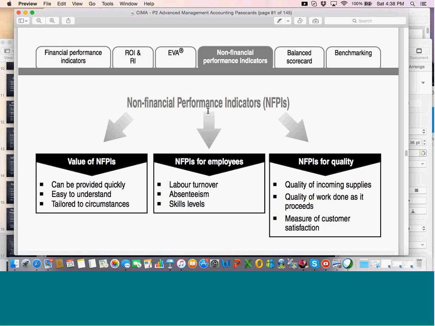So now let's look at non-financial performance indicators, right? You look at things like employees. Information should be provided quickly, be easy to understand, and be tailored to circumstances. The quality of incoming suppliers, the quality of work done, measures of customer satisfaction. For us, these become quite important. Imagine companies like McDonald's and KFC, they continuously have this issue, and we would too, because we are hiring young. So we have a lot of turnover.